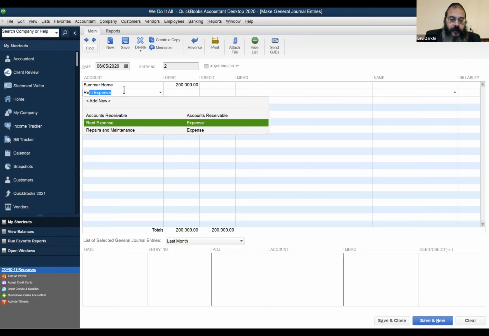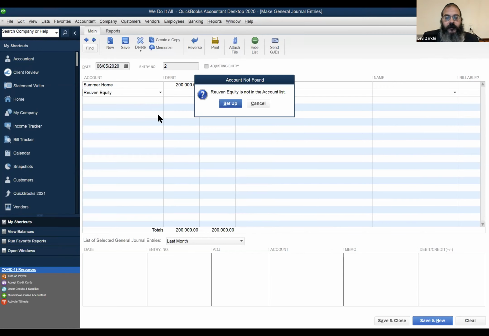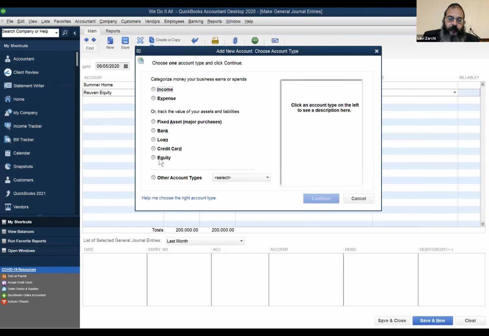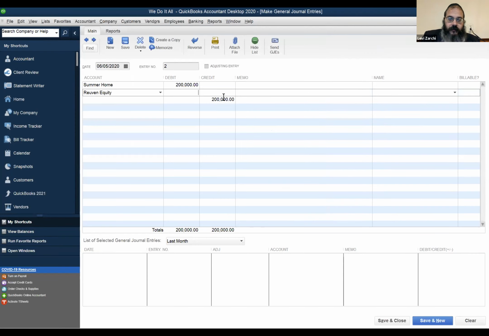We're going to create now, just type away, Reuven Equity, and press tab. When you press tab, it's going to ask you to set up. And here we're going to create what's called an equity account this time. So the first one I created, the summer home, was a fixed asset. And the second one, Reuven's equity, is an equity account. And account type is equity. It's an equity account, and that's his name. And what's his equity going to be? His equity is going to be 20,000.